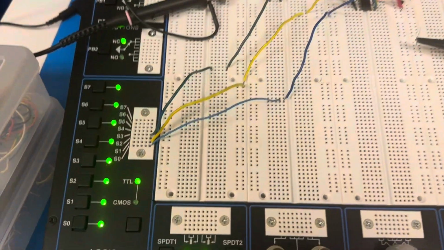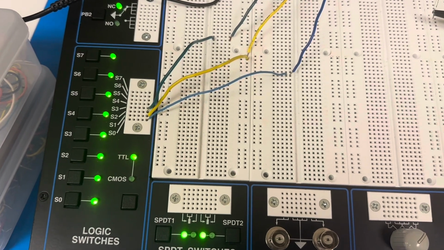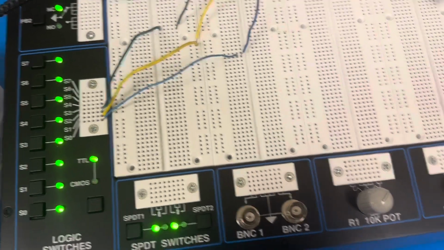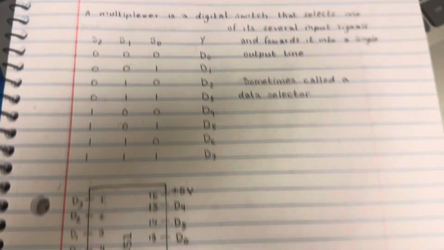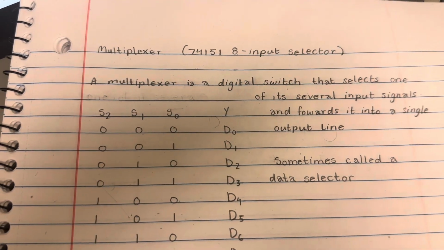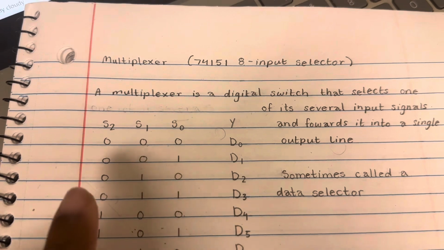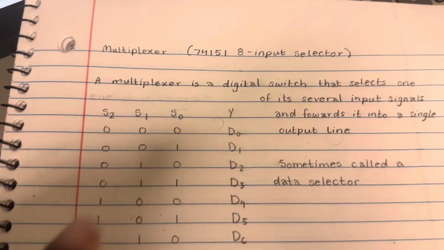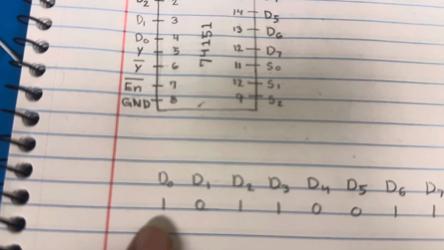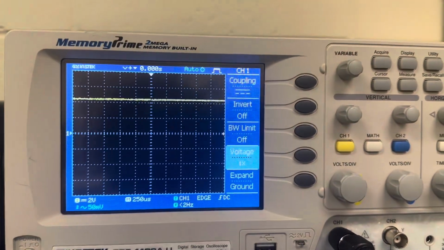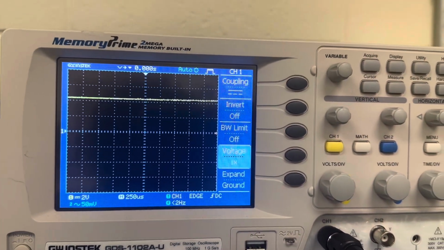Currently, all our inputs are at 0. And all our inputs as 0 should have D0 as 1. We can check to look at our oscilloscope, and currently it is high.